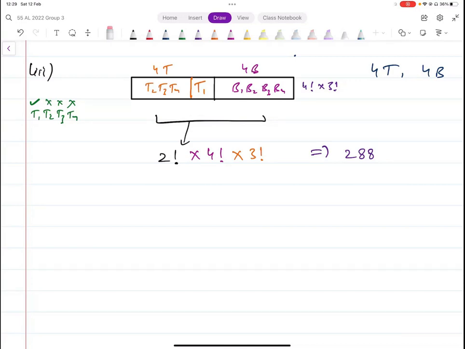I'll be telling you which ones you should definitely try. So make sure that you have at least a look at them before our next class. And then whatever free time you get after that, try to attempt as many as you can.